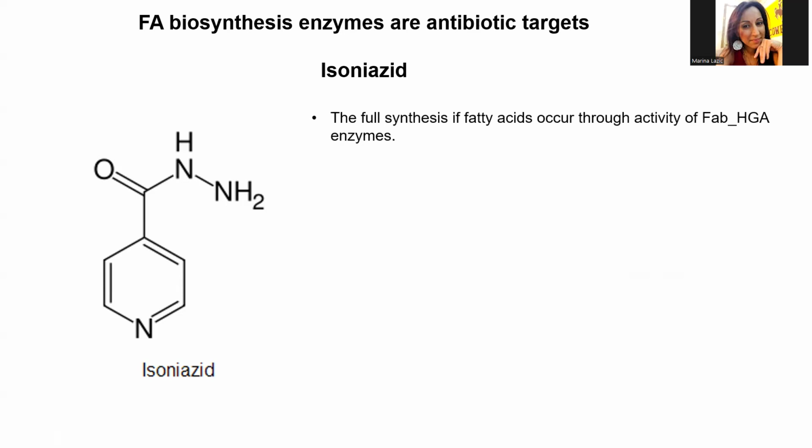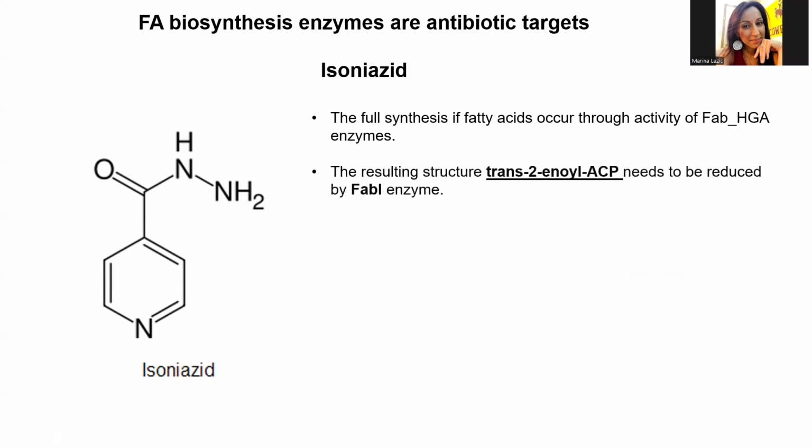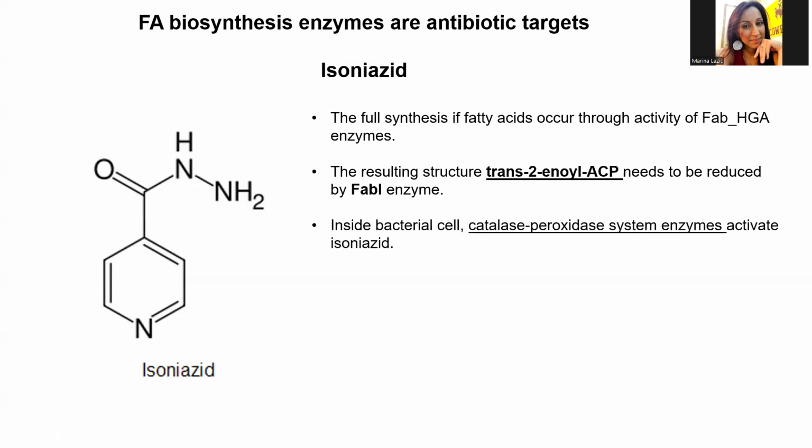So we talked about condensation happening through the FabH, G, A enzymes and the final reduction through FabI. If you remember, the resulting reduction gives you trans-2-enoyl, that is a substrate for FabI, so FabI is expecting to reduce. Now, what's happening when you give them isoniazid? Bacteria has a peroxidase-catalase system, which you probably heard about. And with that system, the bacteria actually does suicide. So it activates the isoniazid that you gave it.